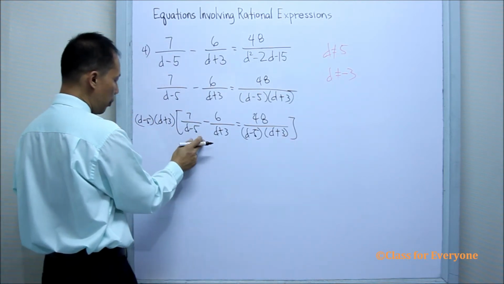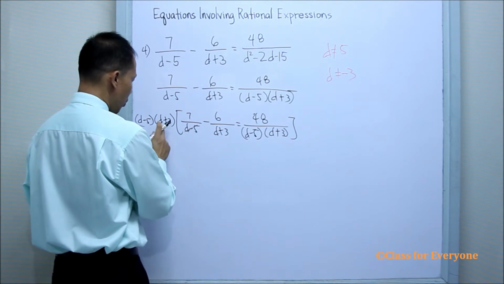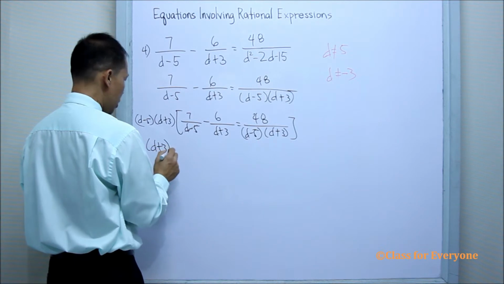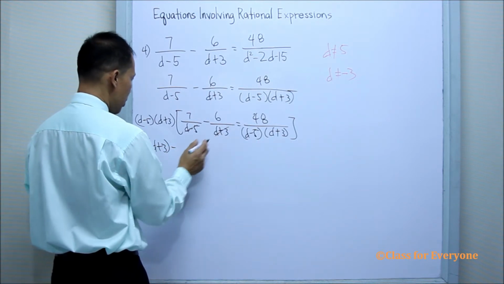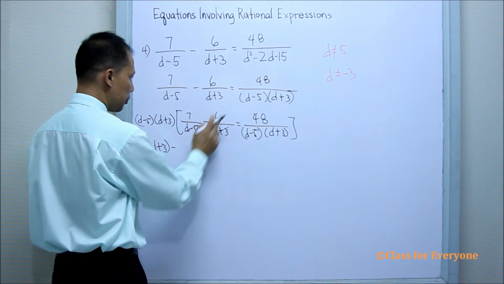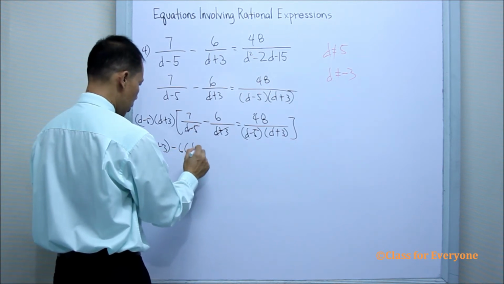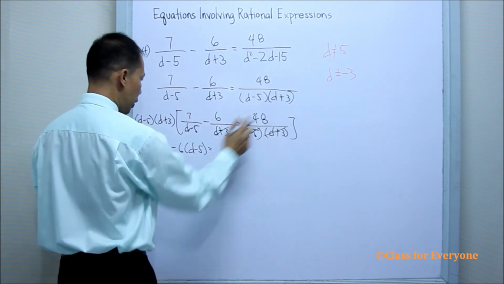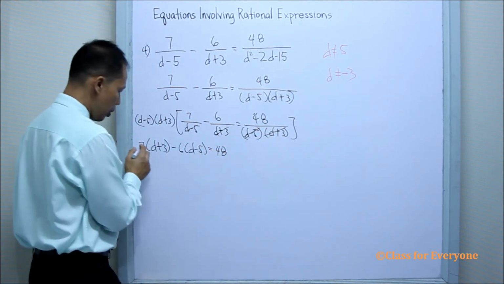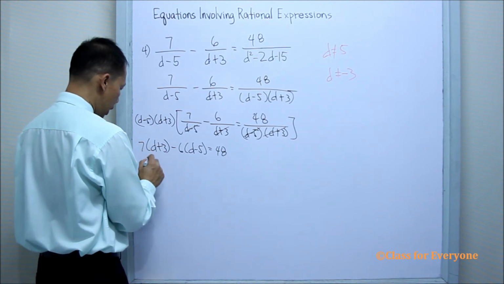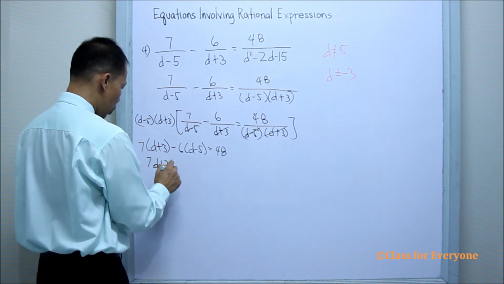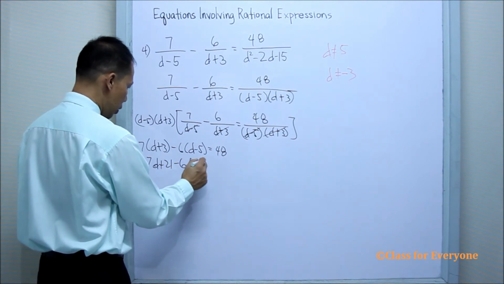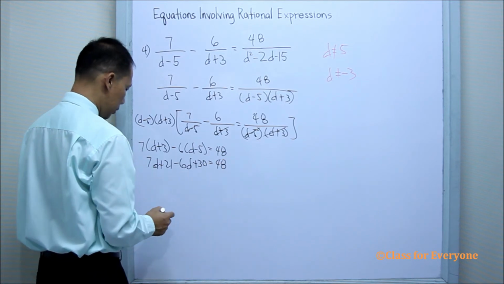So by distributive property, we can divide this out. So we'll have 7 times d plus 3 minus, we can divide this out, so we will have d minus 5 times 6. So we can divide this out, so what remains will be 48. By distributive property, we will have 7d plus 21 minus 6d plus 30 equals 48.